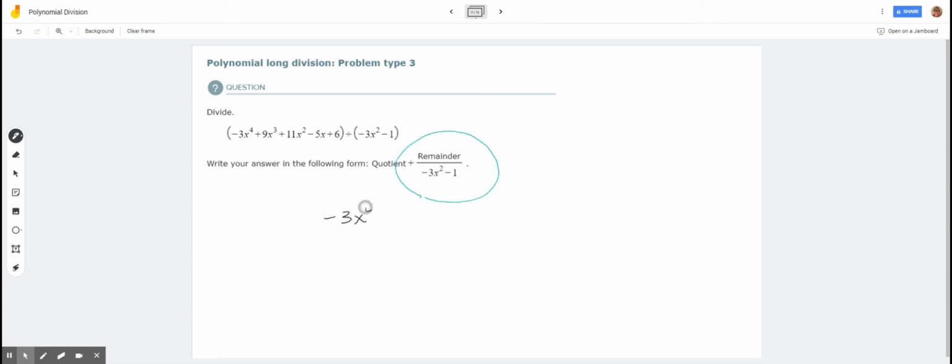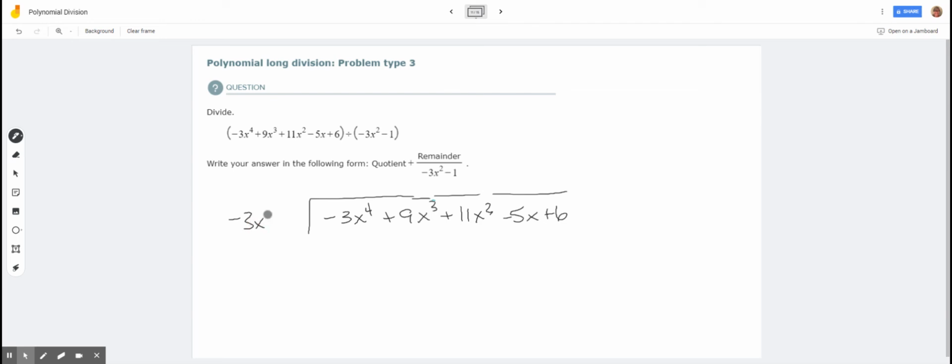Negative 3x to the 4th plus 9x cubed plus 11x squared minus 5x plus 6. We are going to be dividing that by negative 3x squared minus 1. Now, why is this different? I guess because of the negative in the front. But it's not really that different. I really wanted them to hit me with one of these terms missing, where you have to put 0 in. If we don't hit it, I'll make sure I give you one.